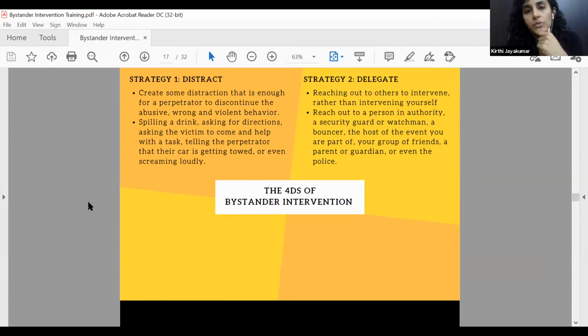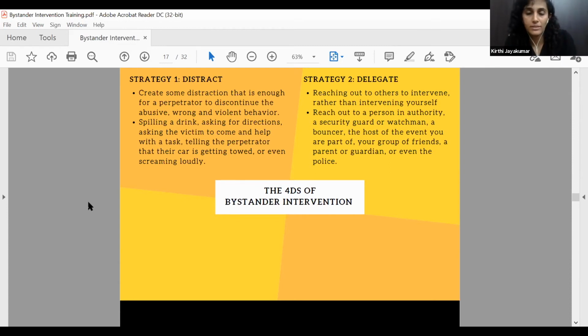What delegation offers you then is the space to become a conduit between the person witnessing the incident and a person who has the authority to intervene because of a power dynamic. And this could look something as basic as calling on a bouncer if you're in a place that has a bouncer, calling on a security guard, calling on the police. If you're with maybe a bunch of friends, the host of the party who can actually get a person who's being violent off the premises.